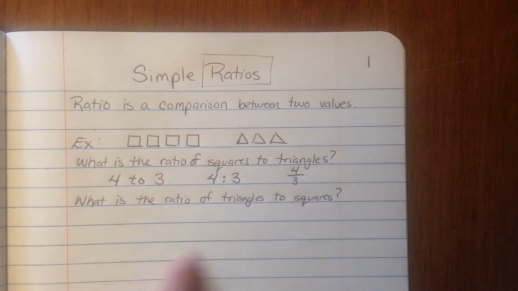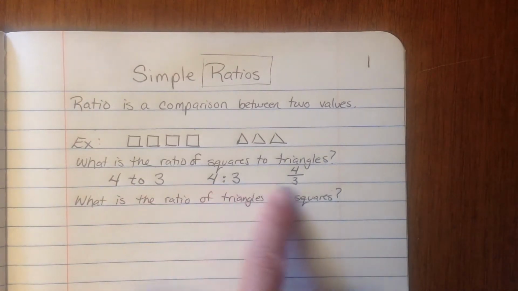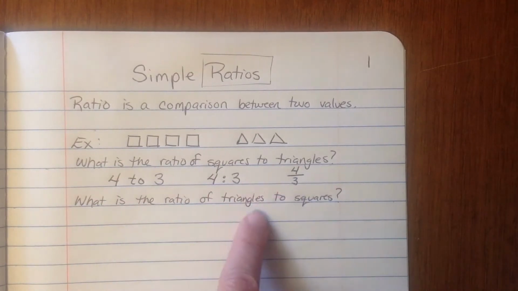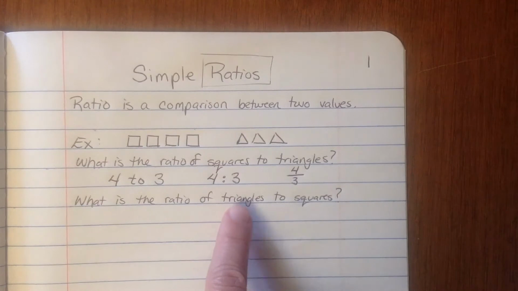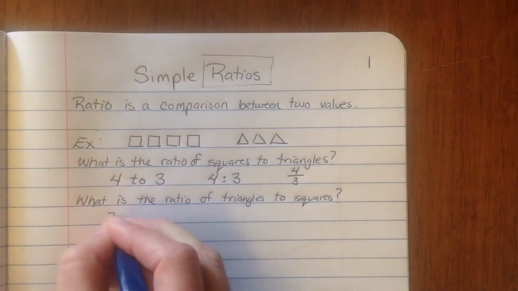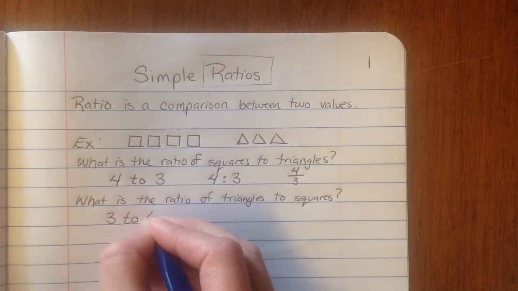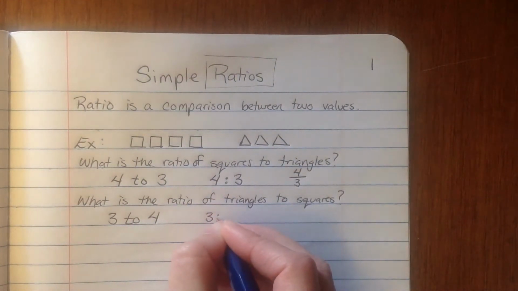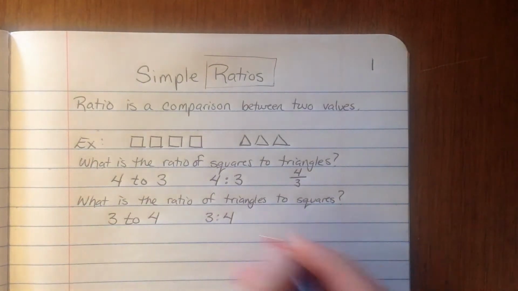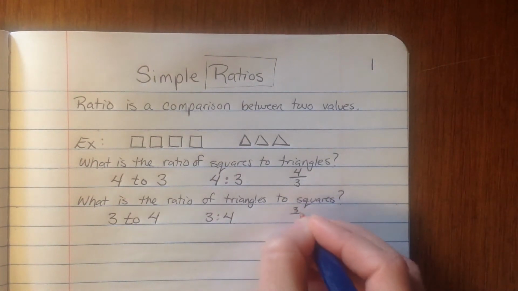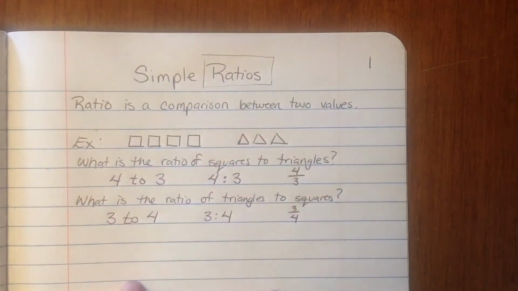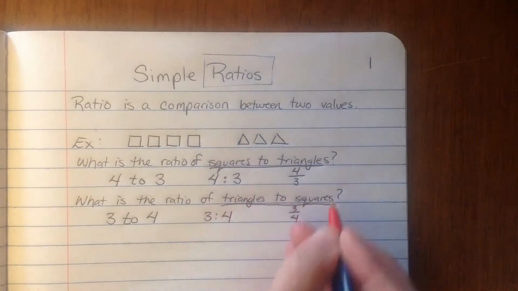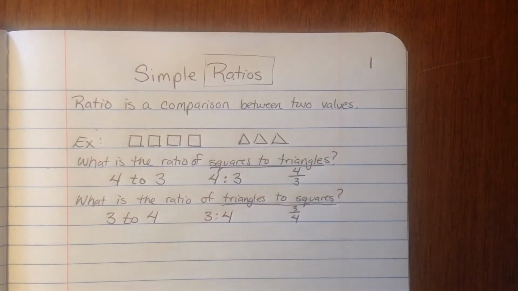So in this case, can you guess what this is going to look like? We're still going to be able to write it in 3 different ways. We can use the word, the colon, or the fraction, but the numbers are going to be switched because triangles is going to come first, and there were 3 triangles compared to 4 squares. And we could also write that as 3 triangles compared to 4 squares, or we could write that as 3 over 4. So notice we can use the same format, but if this part of the question switches, we have to pay attention to what it's asking us to compare.